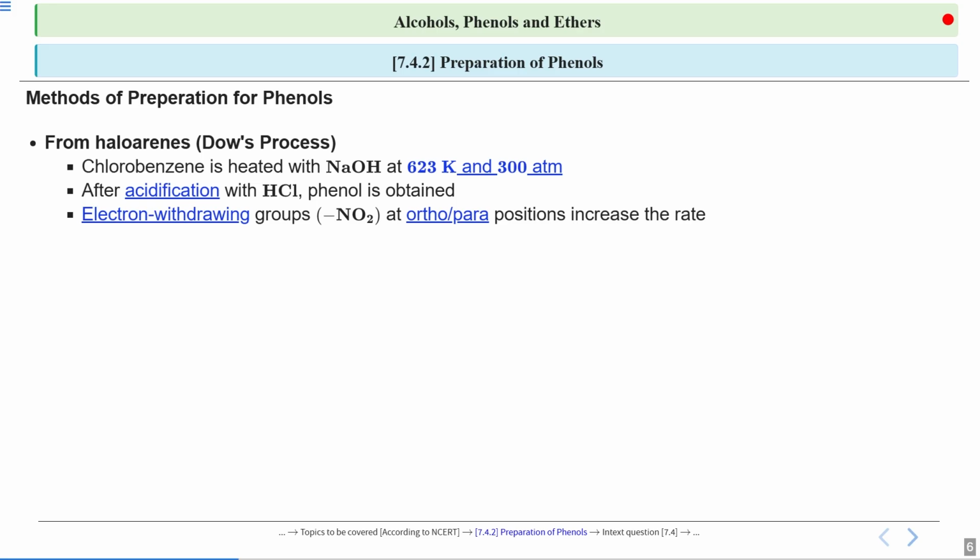Why? Because the electron withdrawing group attracts the electron density from the benzene ring towards itself, stabilizing the intermediate, and also makes the carbon more electrophilic. Because the electron withdrawing group at ortho and para positions withdraws the electrons towards itself, it makes the carbon to which the halogen is attached more electrophilic. And if it becomes more electrophilic, it will be easier for a nucleophile to attack on that carbon.